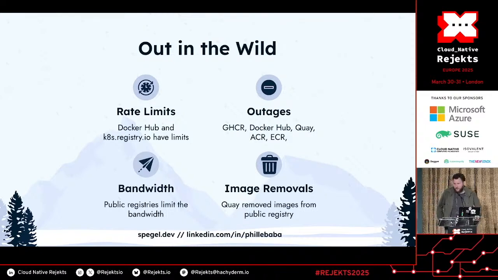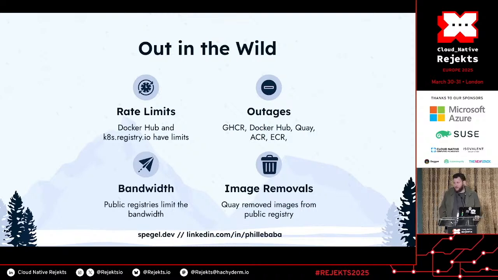Out in the wild, we see a lot of issues with image distribution when it comes to Kubernetes, especially with rate limits, like those introduced by Docker Hub. The Kubernetes registries also have IP limits on how many images you can pull from a specific IP. We see a lot of outages: GHCR, Docker Hub, Quay. I'm not really calling anybody out specifically. I think all registries go down sometimes.